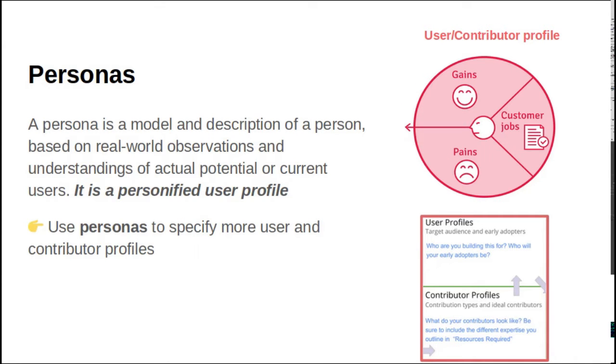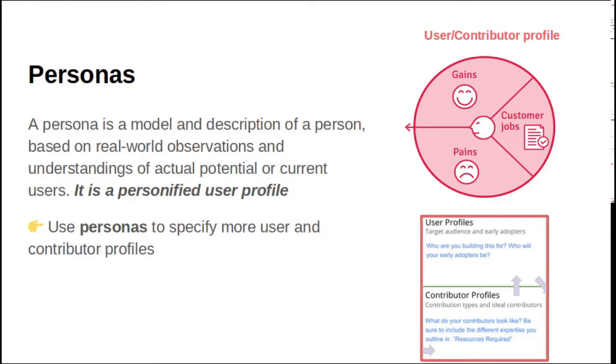So what is a persona anyway? You have kind of seen already a bit what it is, because if you already experienced the value proposition canvas, you saw the circle where there is the customer or user side of it. And a persona is basically a model or a description of a person as concrete as possible. So as a human being with frustrations, ideas, needs, etc. Based on your real world observations and understandings of your actual context of potential users and contributors. So it is a personified user profile.